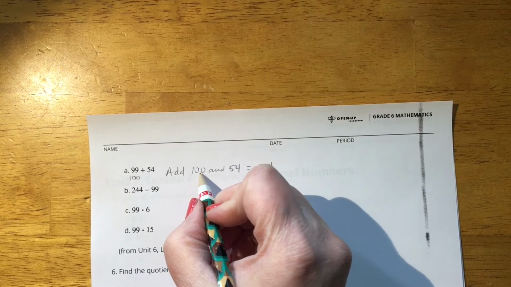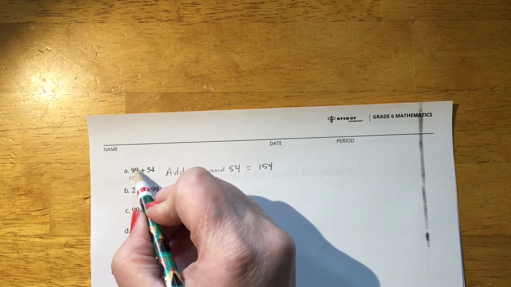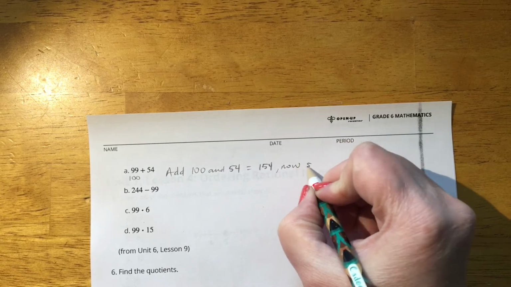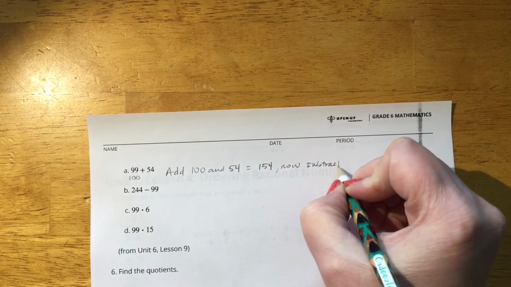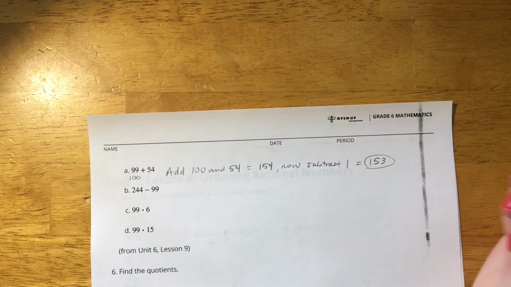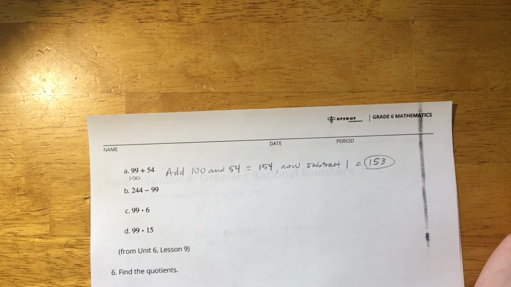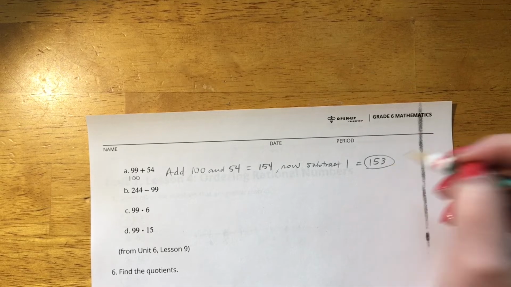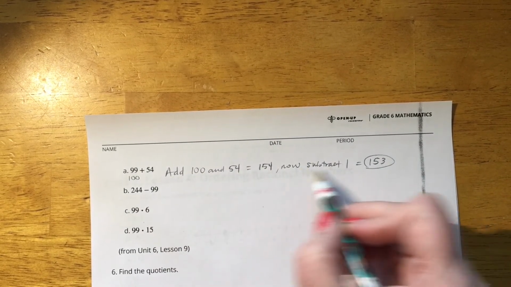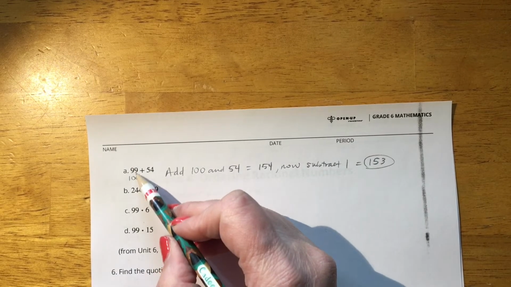But we really don't have 100. We have 99. And 99 is one fewer. So now we have to subtract 1, which would give us 153 as our final answer. Okay, so 99 plus 54 is 153. I added 100 plus 54, but then I knew I had to subtract the 1 that I added in there.